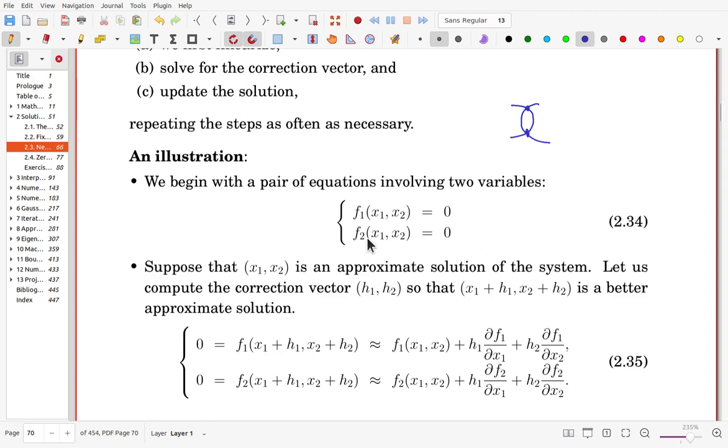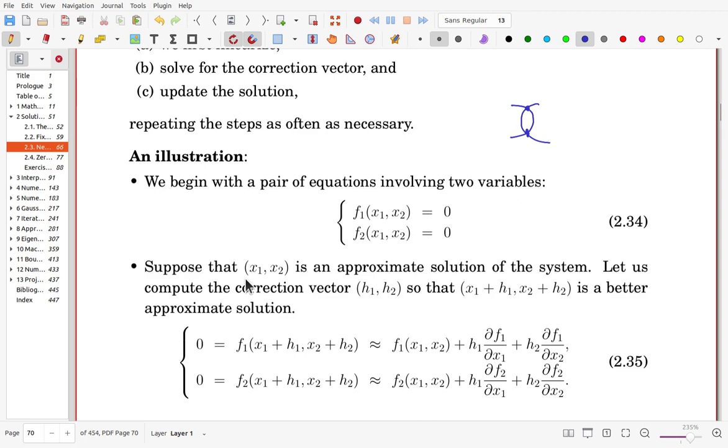So in systems of equations in engineering applications, the number of equations and the number of variables must be the same. If the number of equations is smaller than the number of variables, then it will have infinitely many solutions. Okay, 2 variables and 2 equations.